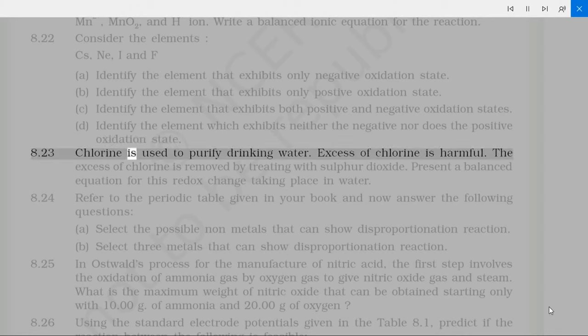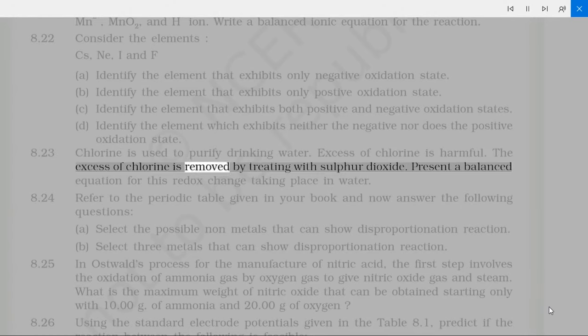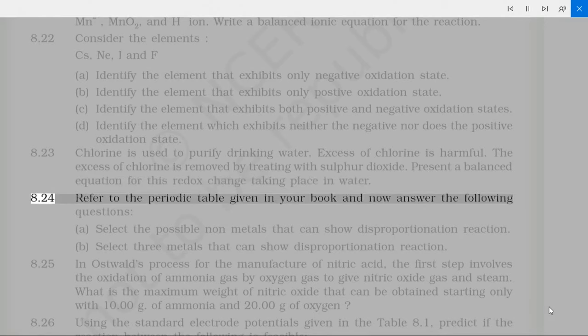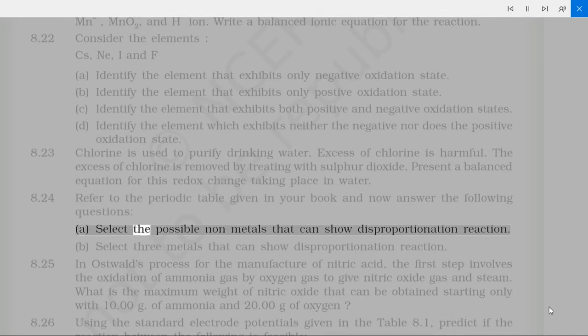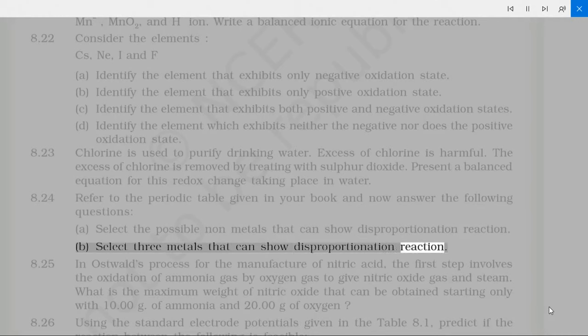8.23 Chlorine is used to purify drinking water. Excess of chlorine is harmful. The excess of chlorine is removed by treating with sulfur dioxide. Present a balanced equation for this redox change taking place in water. 8.24 Refer to the periodic table given in your book and now answer the following questions. A. Select the possible non-metals that can show disproportionation reaction. B. Select 3 metals that can show disproportionation reaction.